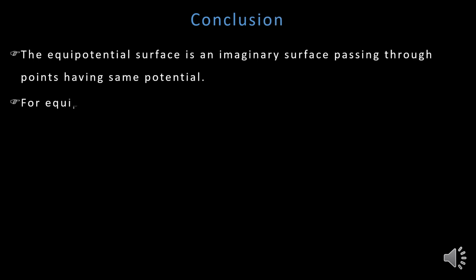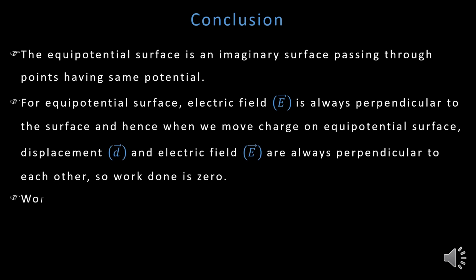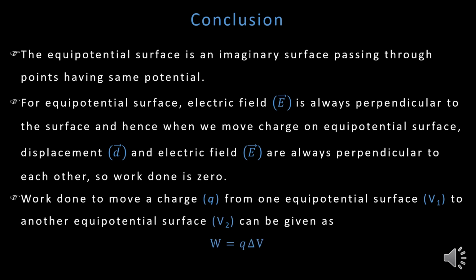So at the end we may conclude that an equipotential surface is an imaginary surface passing through points having the same potential. And for any equipotential surface, the electric field will always be perpendicular to the surface, and hence if we give a displacement d to any charge in the electric field, E and d are perpendicular, so the work done has to be 0. But if you go from one equipotential surface to another, we will have to spend energy which is equal to q delta V, and then the work done is not 0.